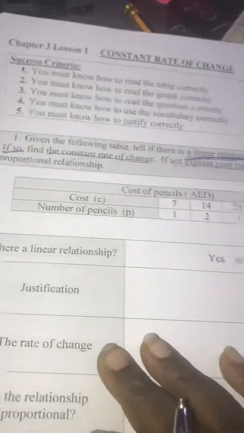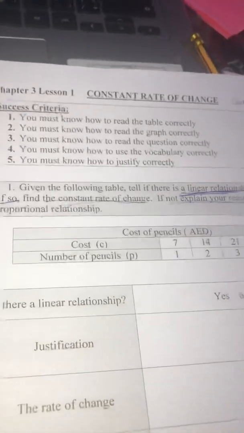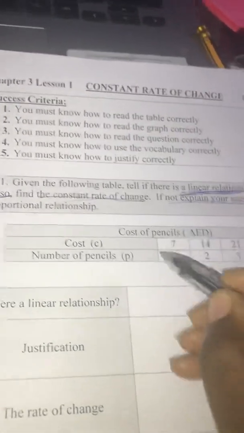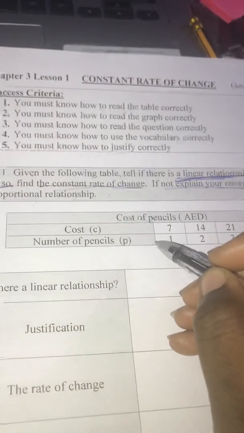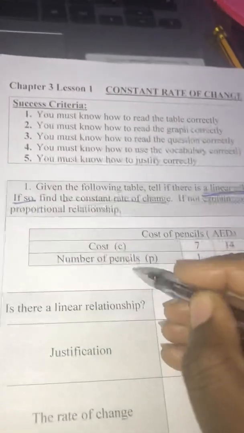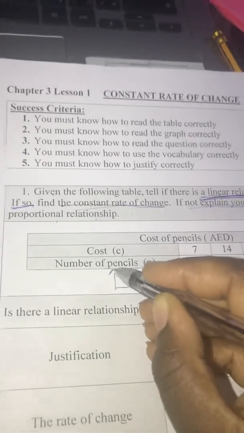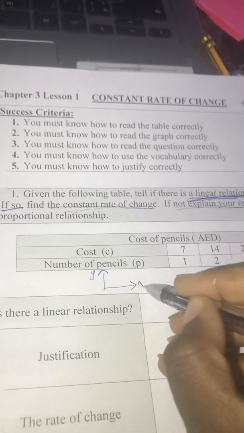All right, so let us look at this. So, I want to see if there's a linear relationship. So what will I do? First I need to know who is my X and who is my Y. Because I need to know when I draw my graph, what will I put on my Y and what will I put on my X.